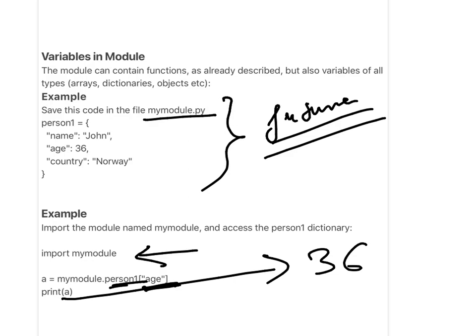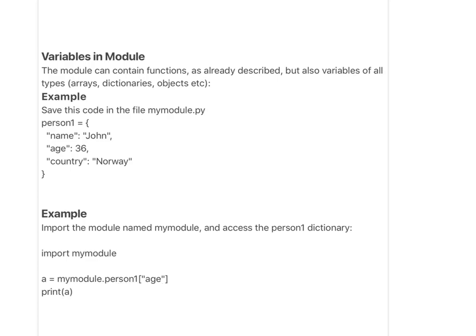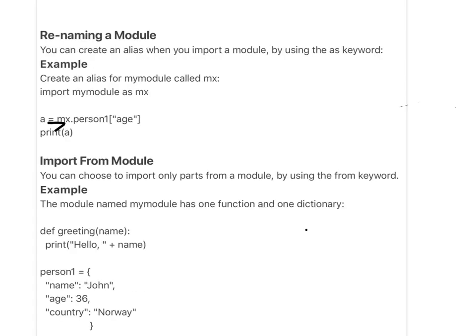Not only the function, but also the dictionary can be declared, or a variable can be declared, and that variable can be accessed later on with the same method. How we will access it, the step is written over here. So I hope it is clear that we can write not only the function, but the dictionary as well as the list also, and you can access that particular value or that particular variable there.